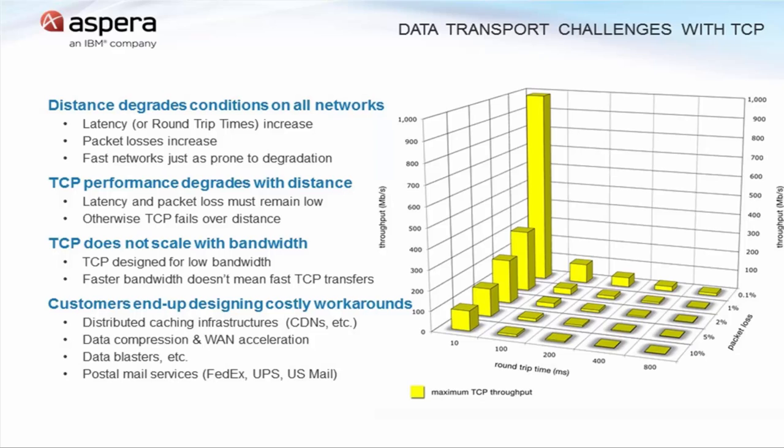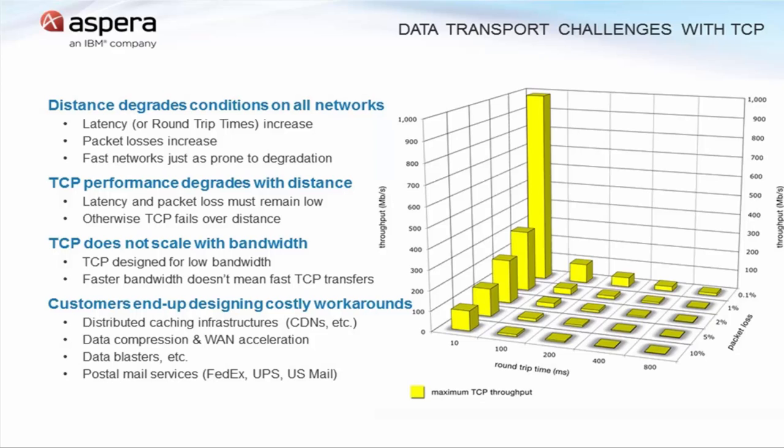As it says, TCP degrades over distance. It just does. Everybody knows that. The other thing is that it's designed for low bandwidth. Right? You may buy a bigger pipe to solve the problem, and you may see a percentage performance increase, but you're buying a huge amount of pipe and not getting that benefit.